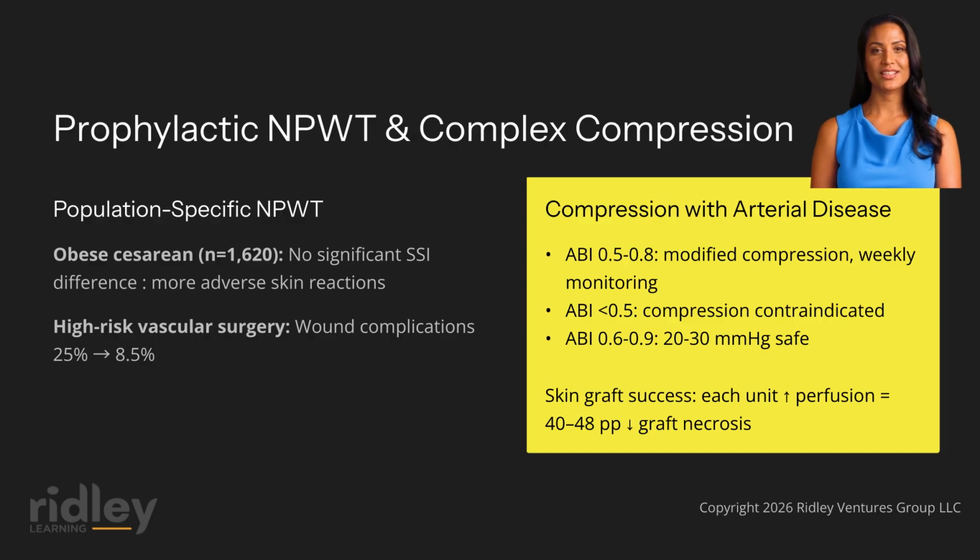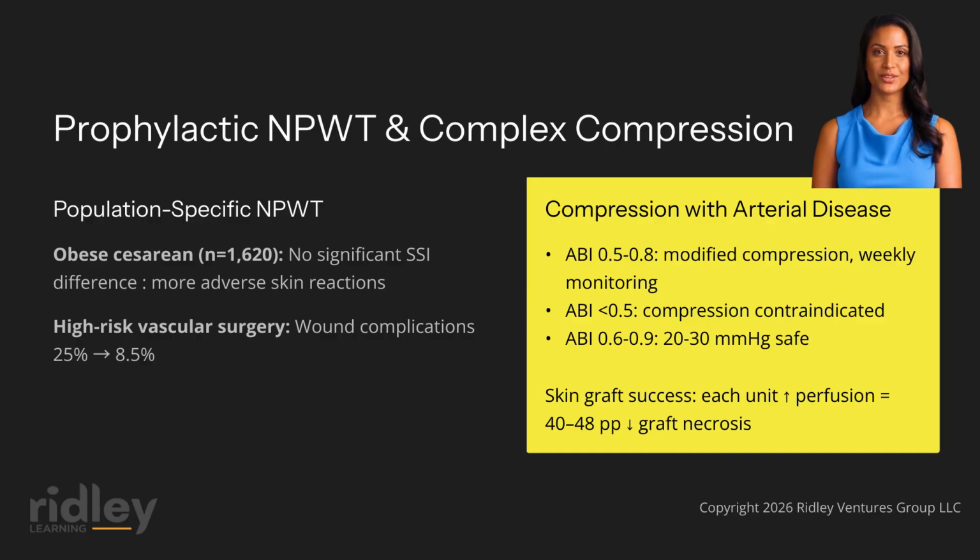These divergent findings tell us that the benefit of prophylactic NPWT is population-specific and can't be generalized across all obese surgical patients. Compression therapy effectiveness is substantially modified in patients with concomitant arterial disease. For patients with mild to moderate arterial disease, with an ABI between 0.5 and 0.8, compression must be modified by using inelastic wraps or reducing the number of layers, with weekly monitoring to ensure adequate arterial flow.